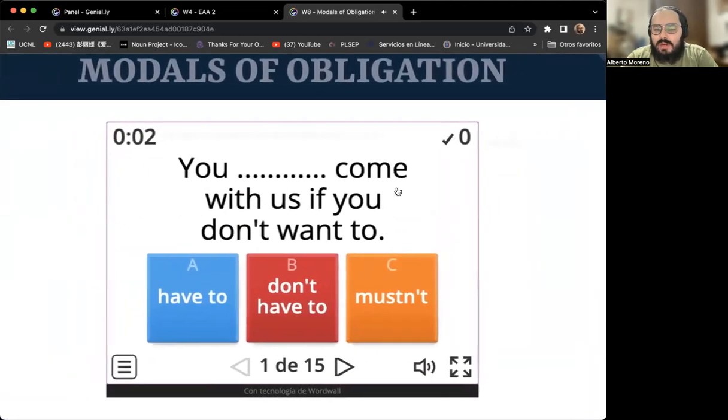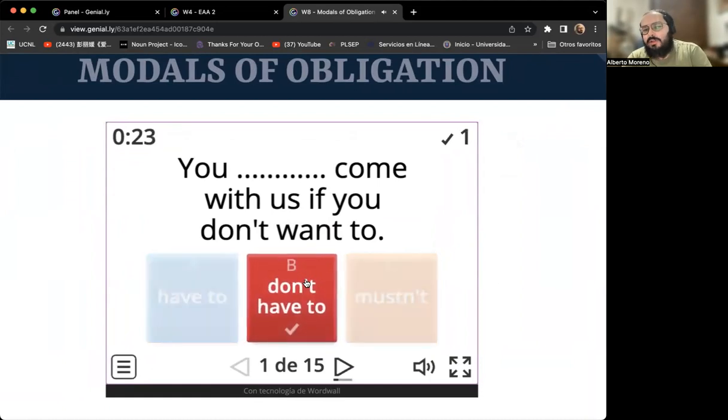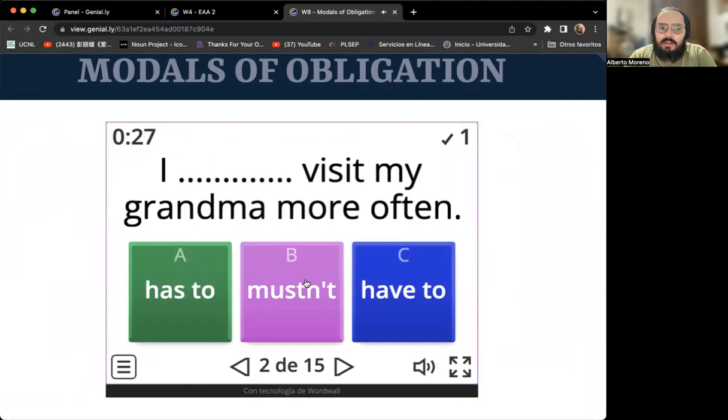So we have to choose the right answer. It says, you come with us if you don't want to. You have to, don't have to, or mustn't. Which is the right answer? Letter B. You don't have to come with us if you don't want to. No es necesario que vengas. No estás obligado, pues.